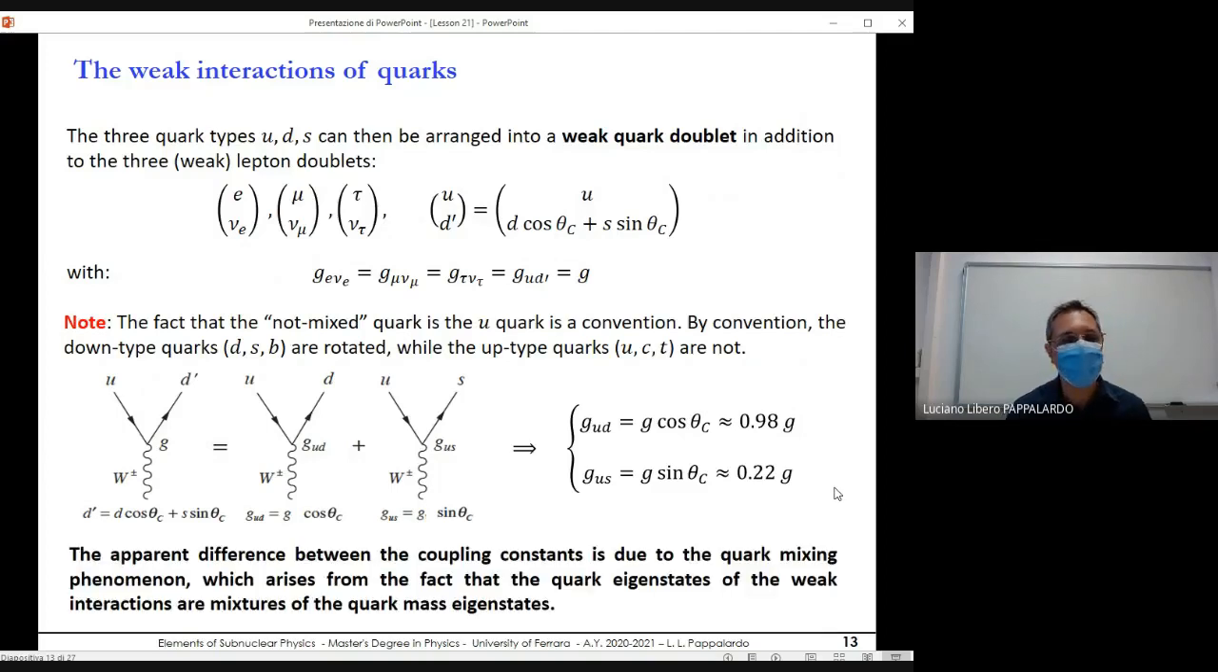In other words, the apparent difference between the coupling constants is due to the quark mixing phenomenon, which arises from the fact that the quark eigenstates of the weak interaction are mixtures of the quark mass eigenstates. The coupling is universal.